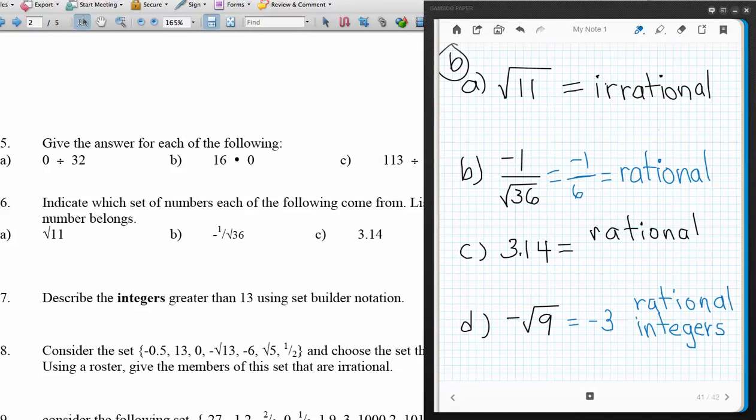It is one of the opposites of the whole numbers or opposites of the counting numbers.